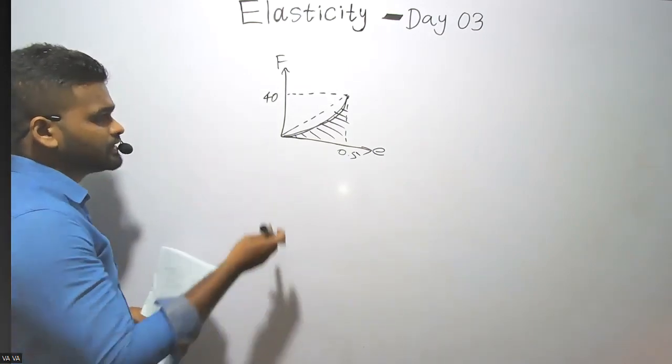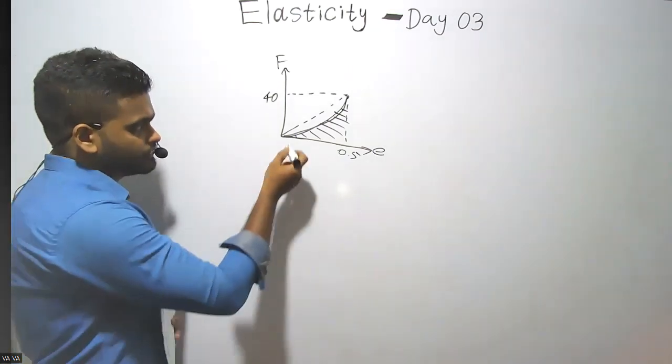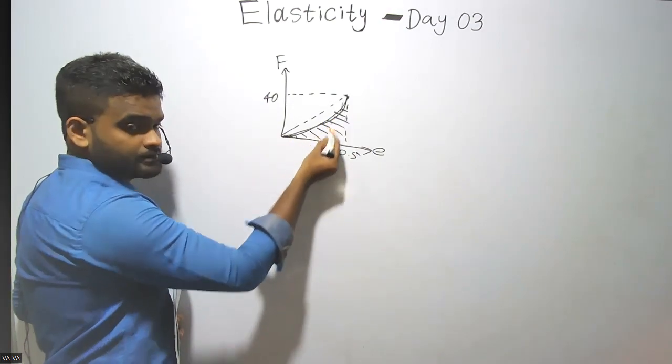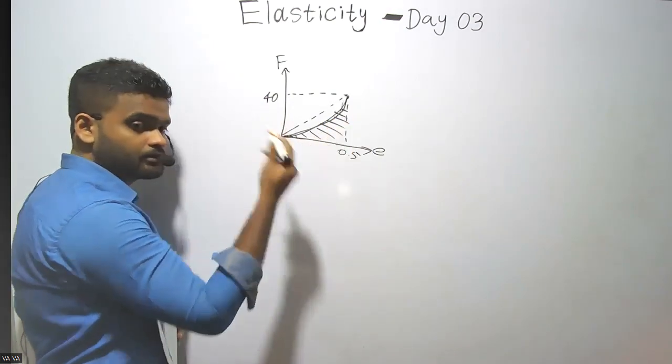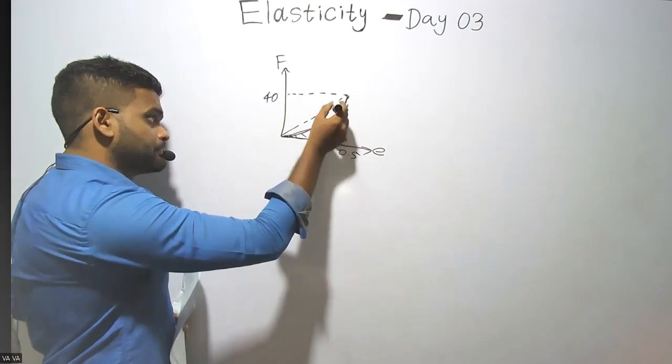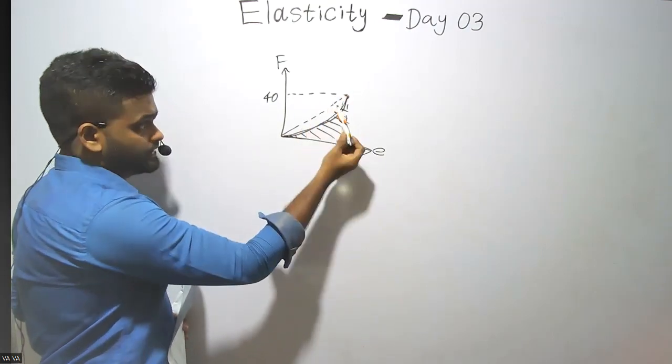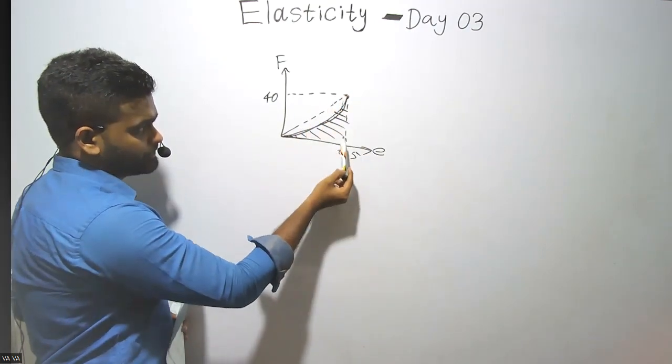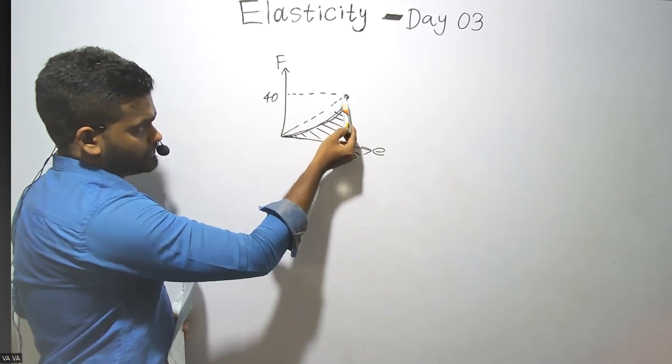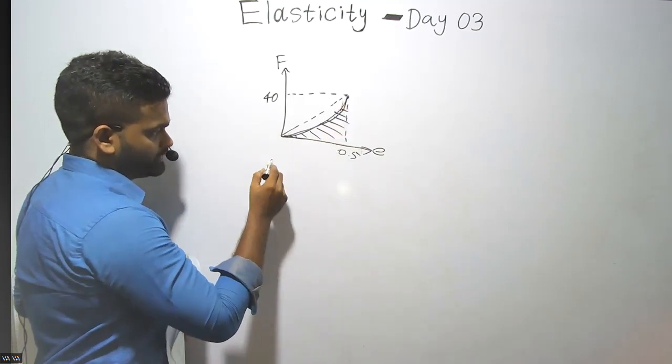Right. But the thing is, we don't know how to find the area of this one exactly. So you can find the energy of this triangle and get an approximation. So what is the area of the triangle?